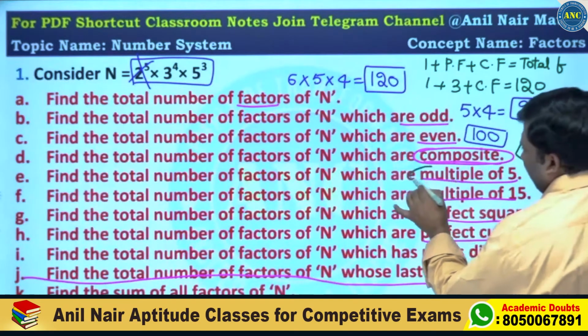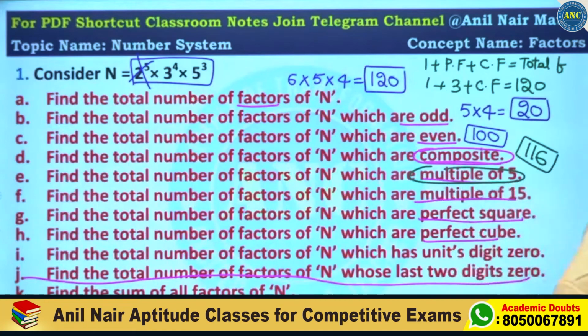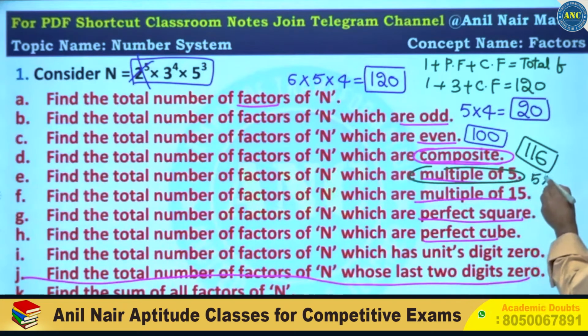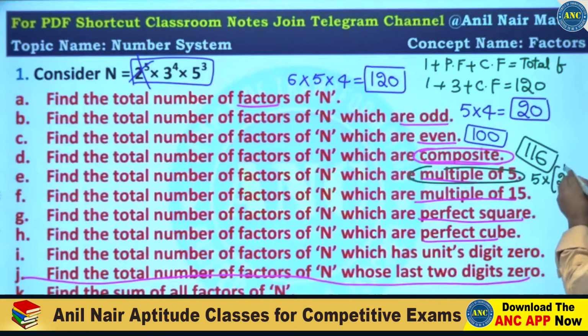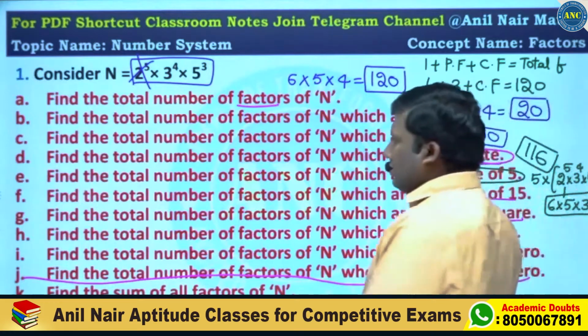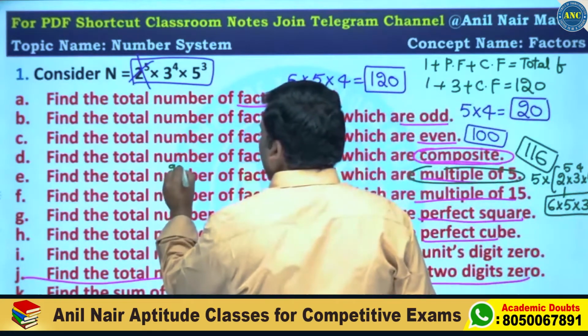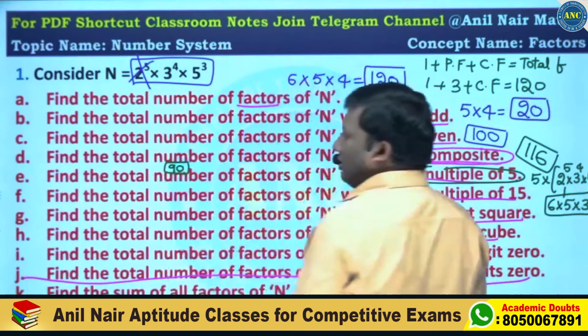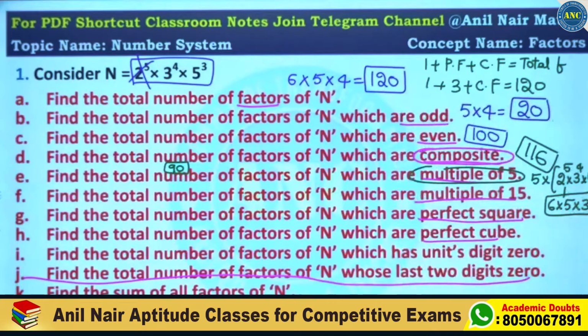E. How many factors are there which are multiples of 5? Any multiple of 5 is 5 into k. 2 power 5 will be as it is, 3 power 4 will be there. 5 is taken out, remaining it is 5 square. So 6 into 5 into 3. 6 5s are 30, 3 3s are 90. Question E, answer is 90. I hope the idea is clear.